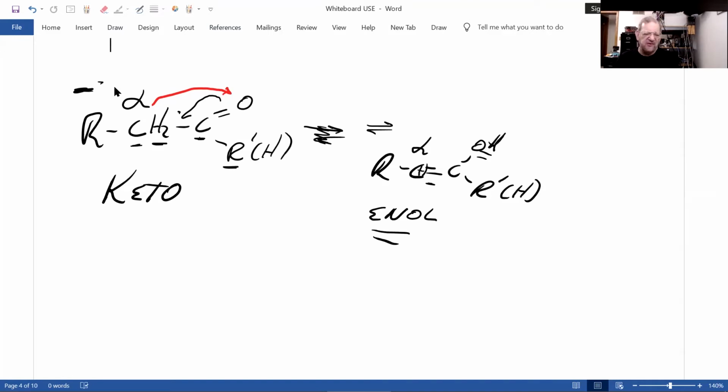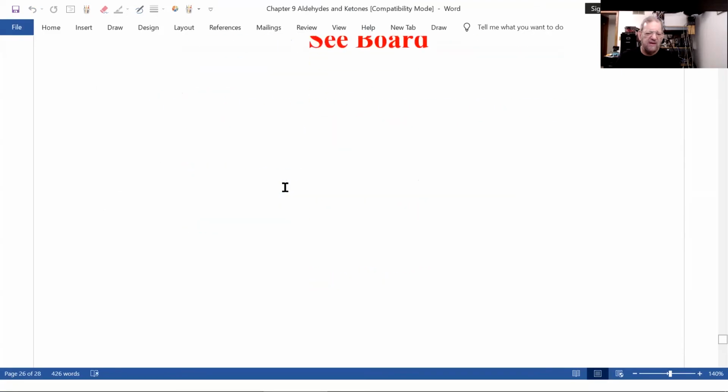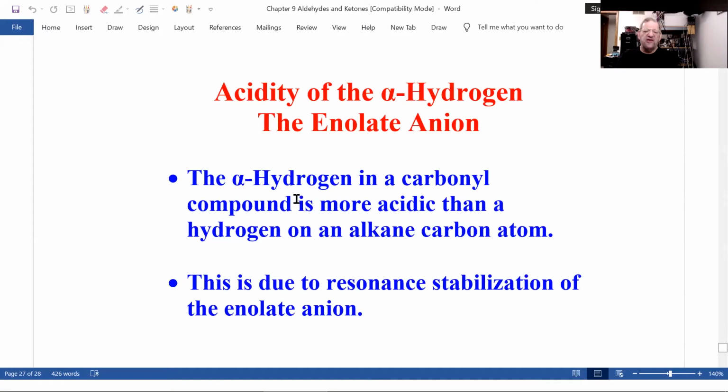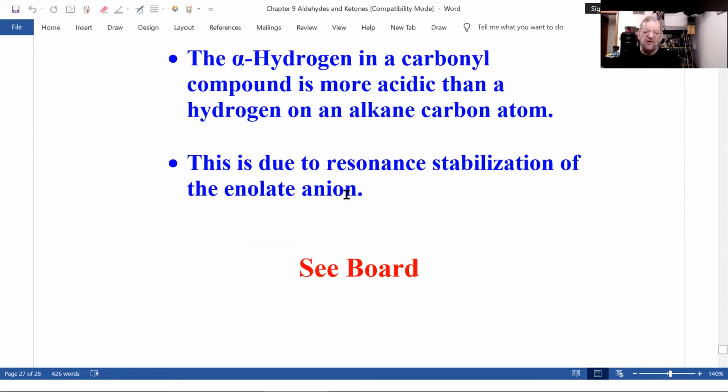And because this happens, that has tremendous implications for the hydrogens on the alpha carbon. And these are called the alpha hydrogens. It turns out, unlike normal hydrogens on a carbon, the hydrogens on the alpha carbon to a ketone or aldehyde are special. And the alpha hydrogens in a carbonyl compound, ketone or aldehyde, are more acidic than hydrogens on an alkane carbon like CH2, CH2, etc. And the reason is resonance stabilization of what we now call the enolate anion.